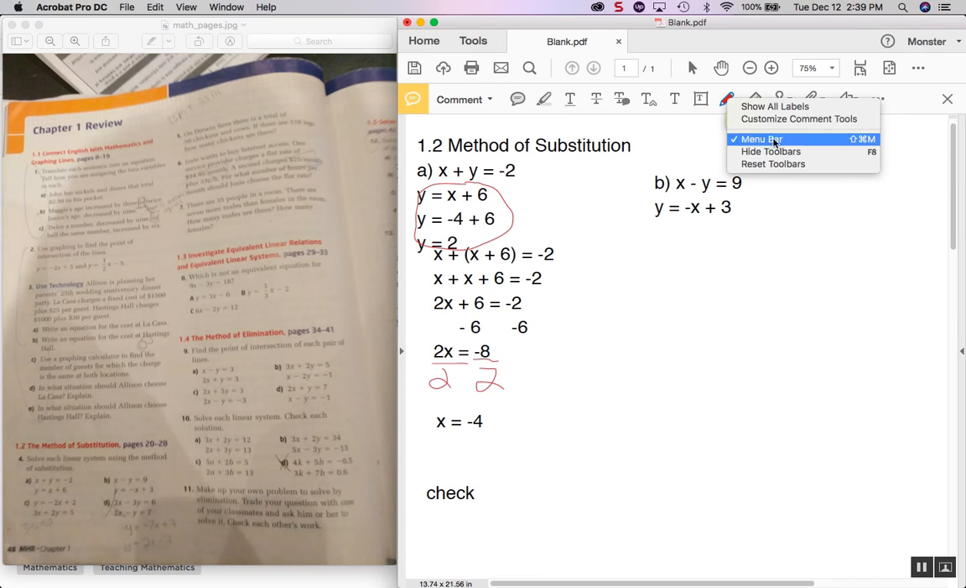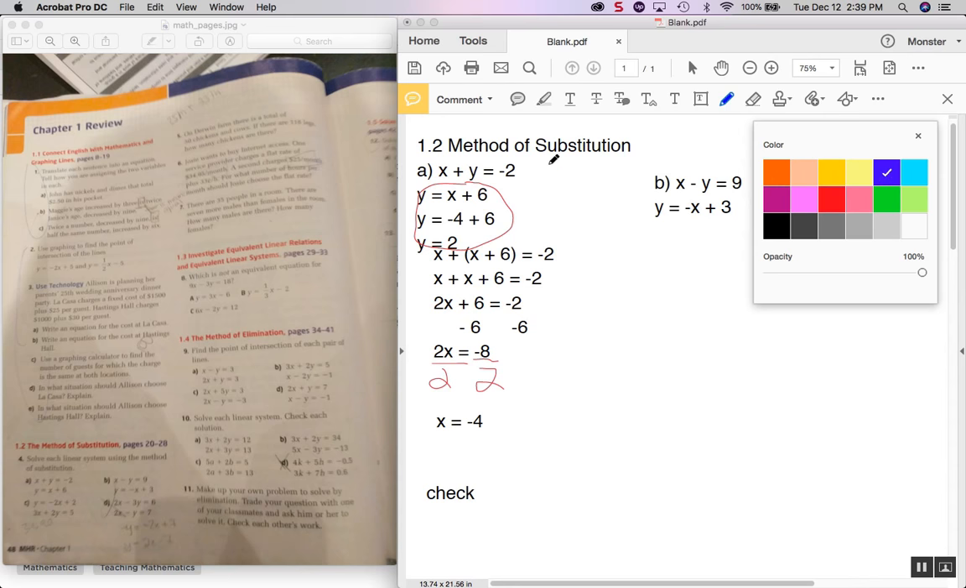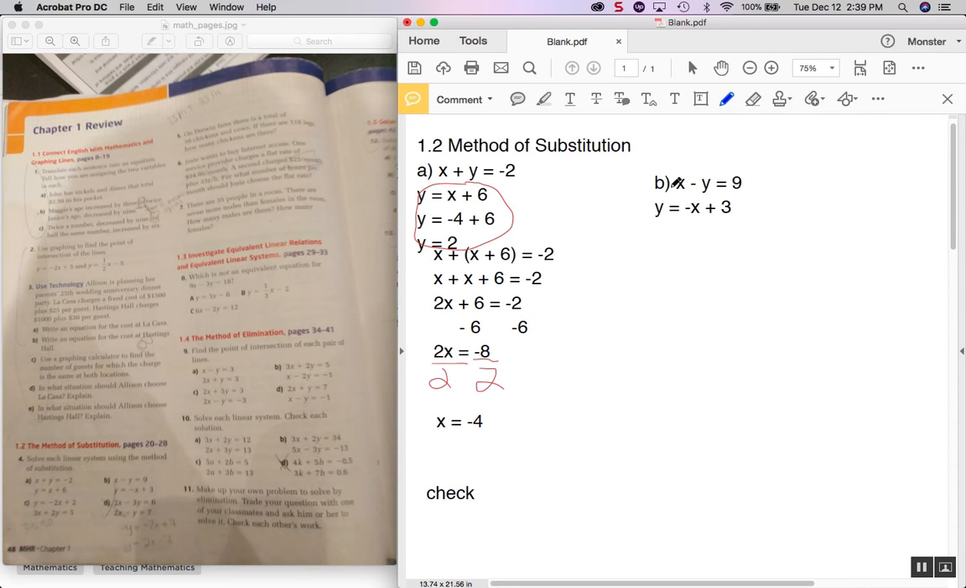let me see if there's a way. I'd love to get a different color. I have not tried this yet. Oh, okay, great.